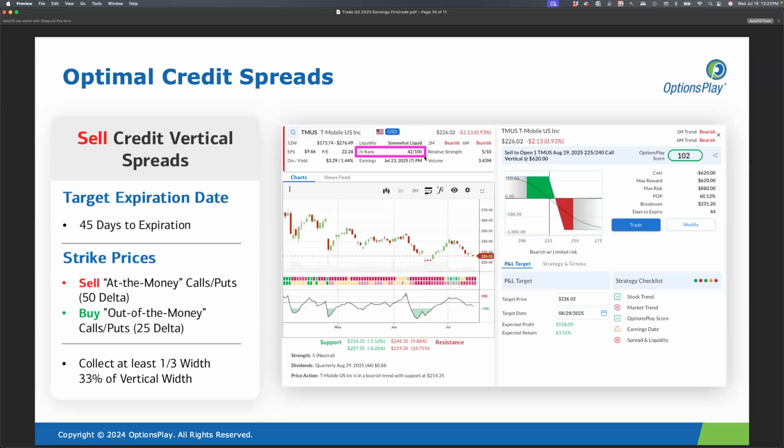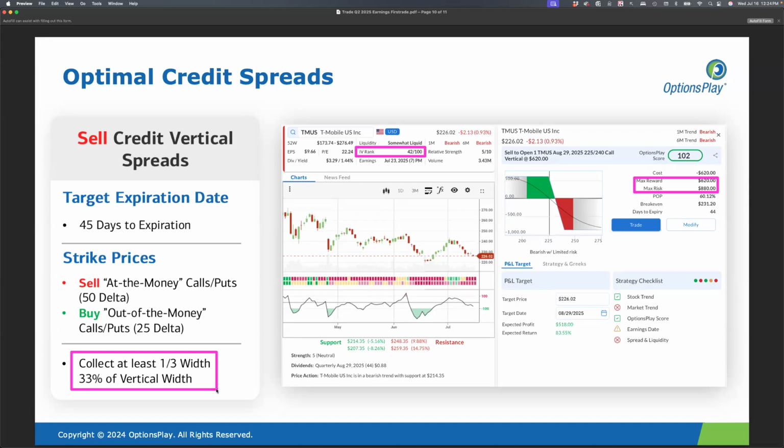In this particular case, when the stock's trading at 226, I'm selling the 225/240 call spread. That's a $15 wide credit spread. And as you can see, I'm collecting $6.20 for that credit spread, which, if you look at the optimal credit spread, you want to collect at least 1/3 of the width between the two strike prices. Here, 1/3 of that vertical width would be $5 because it's a $15 wide credit spread. But here I'm actually collecting $6.20, which is meaningfully higher than the bare minimum that you're looking for in these types of strategies.